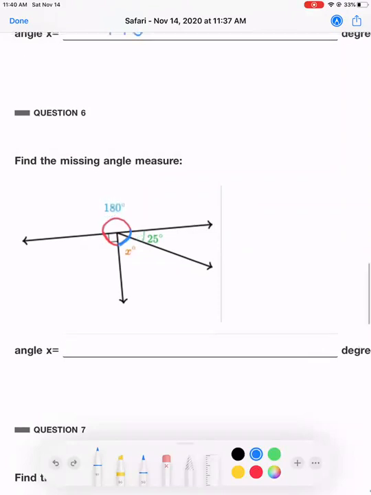So this angle that I've drawn in blue is made up of 25 degrees and x, and it has to sum up to 90. So I'm going to do 90 minus 25 to figure out what x is equal to. 90 minus 25 is 65. So x is equal to 65 degrees.